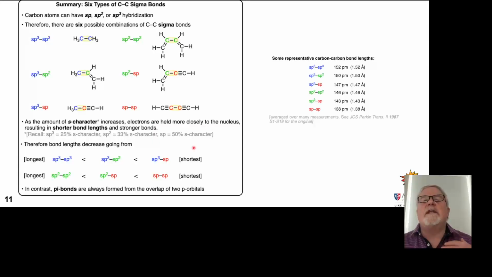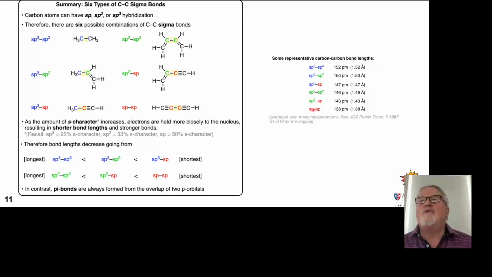But we're more interested in the conjugated systems. So let's now think about this. We're using valence bond theory. We have our hybridized carbons, and we have two carbons that are connected to each other. We could have 6 different kinds of carbon-carbon bonds. We could have 2 sp3s, or we could get all the way down to 2 sp hybridized carbons bonding to each other. And as it turns out, as we go from sp3 bonded to sp3, that's the longest of the carbon-carbon bond lengths.